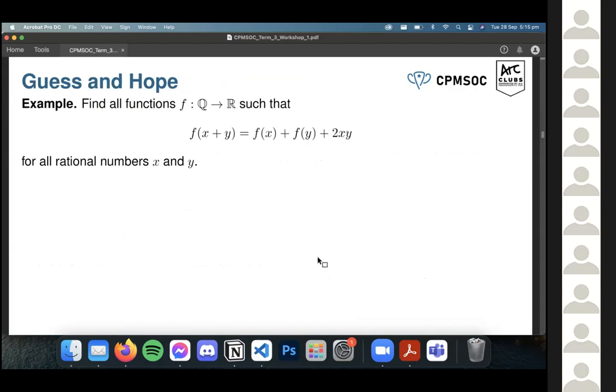Now let's have a look at this new question. Find all functions f from the domain of rational numbers to the real numbers such that f of x plus y is equal to f of x plus f of y plus 2xy, for all rational numbers x and y.